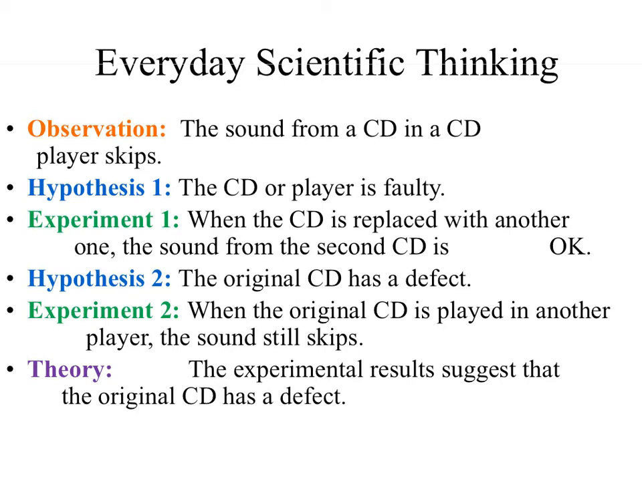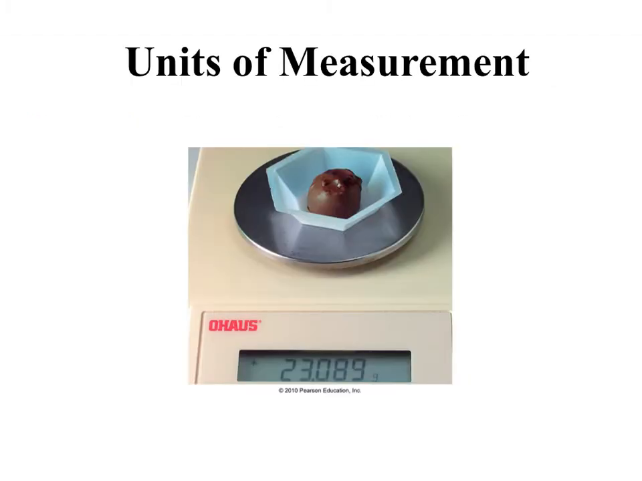Okay, so you try an experiment. When the CD is replaced with another CD in that same player, the sound from the second CD is played okay. Well, so your hypothesis two, the original CD has a defect. Clearly the player doesn't, because when the original CD is played in another player, the sound still skips. So you see what we did here? We did a couple of experiments. Now, in all reality, you may have stopped after experiment one and said, well, clearly the player's not at fault because I can play another CD. But just to verify that, you do a second experiment, which is always a good idea. You do a second experiment and the CD still skips. All right, so your theory. The experimental results suggest that the original CD has a defect.